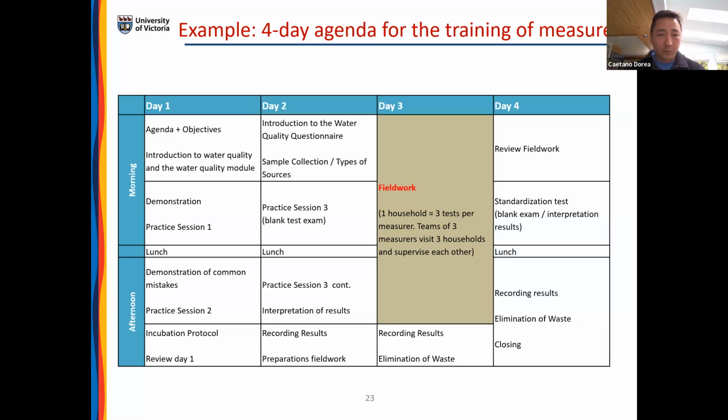So the idea is we have some in-class presentations and practices. We do a little bit of field work so that measurers can get the idea of how this works. It's almost like a dress rehearsal, with a lot of discussions and preparation for the main survey. And I'll give you an overview of what that looks like.